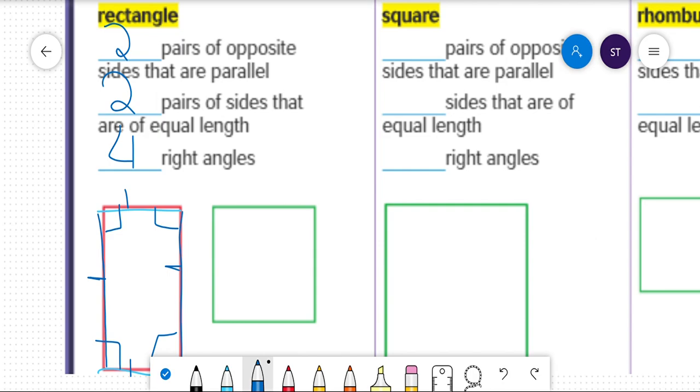A square is also classified as a rectangle because it has two pairs of opposite sides that are parallel. It has two pairs of opposite sides that also have equal length, and it has four right angles. A square is a square. A square is also classified as a rectangle, and a square is additionally classified as a quadrilateral that has four sides and four angles.